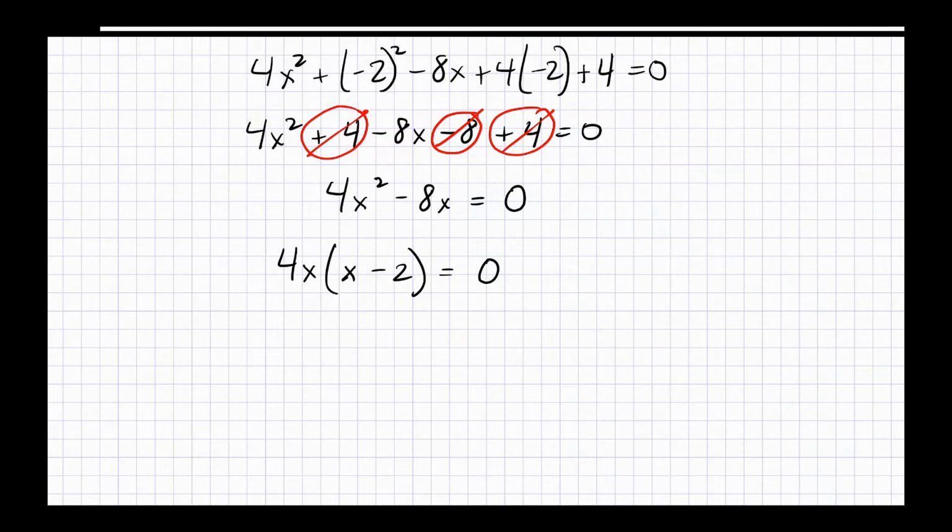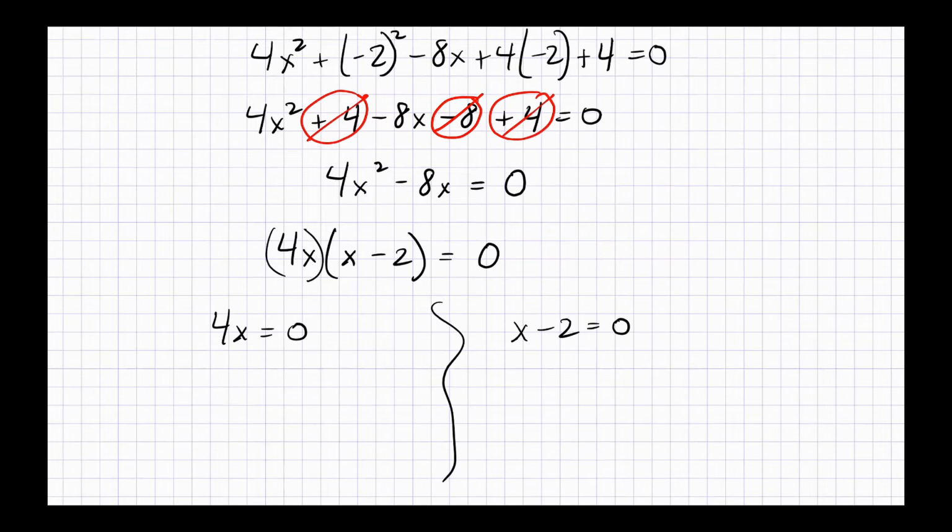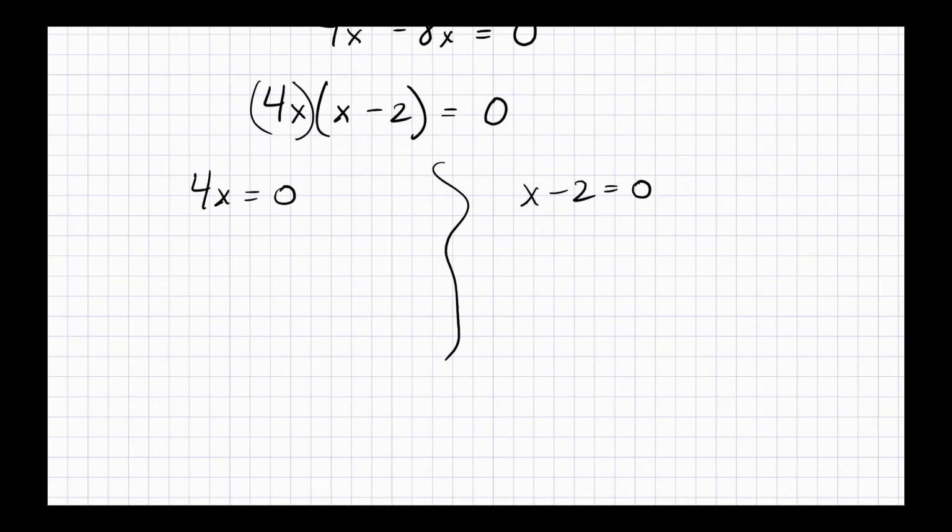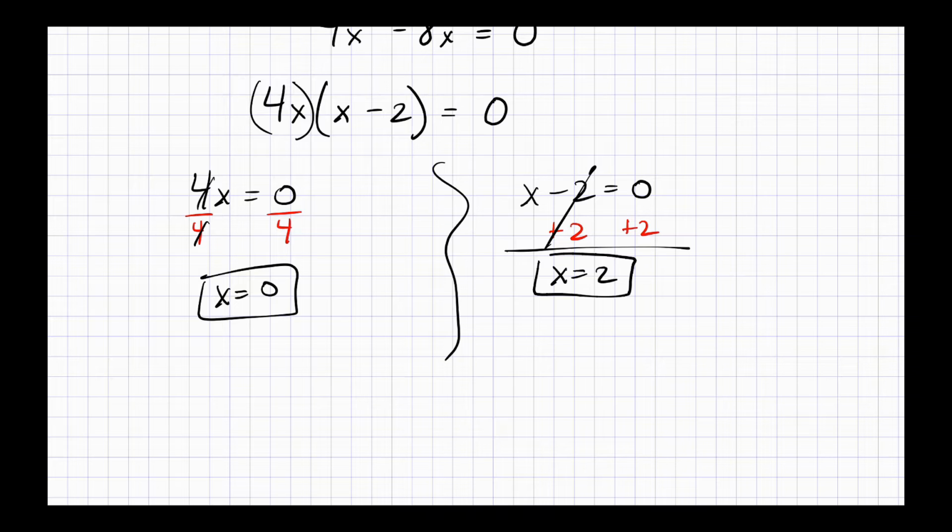Okay, now I can set both of them equal to 0. So now I have 2 factor terms. I have a 4x and an x minus 2. Solve for x. Well, over here it's multiplication, so the opposite is division. So x equals 0. Over here is a subtraction, so the opposite is addition. And there's my 2 x's. So I have 2 x values. I have 0 and positive 2.